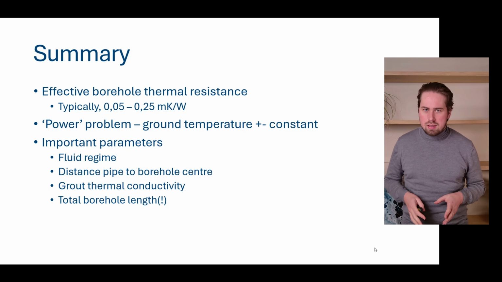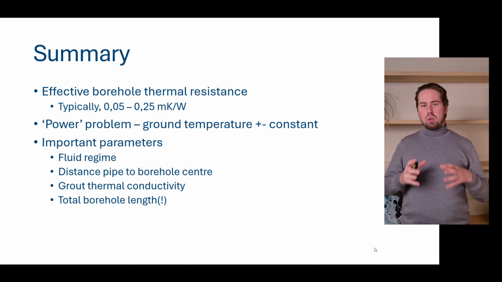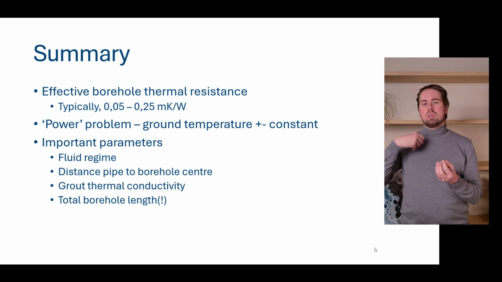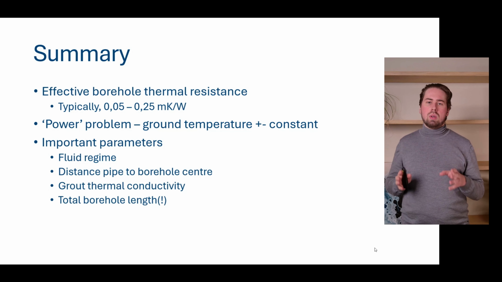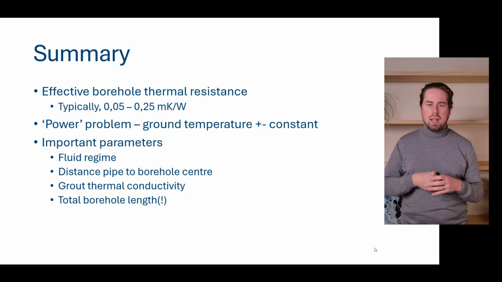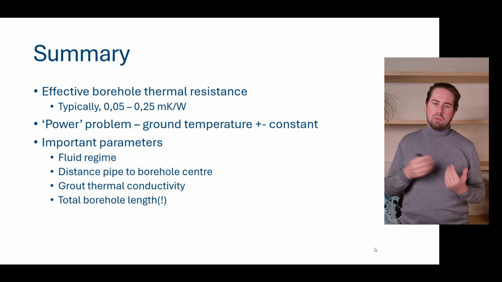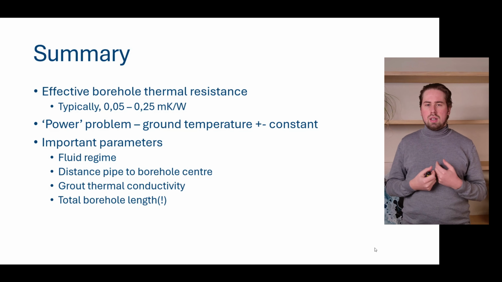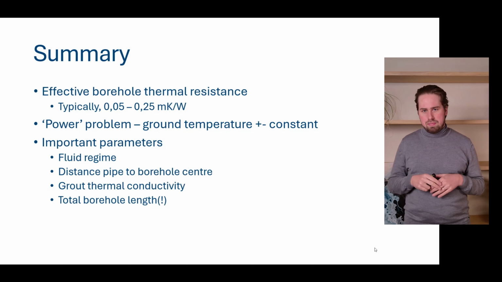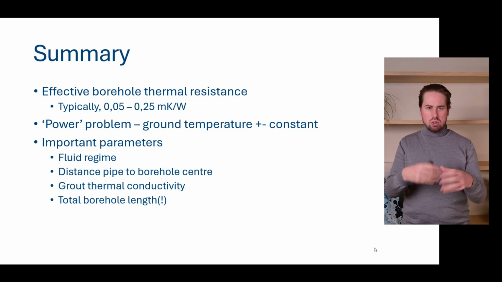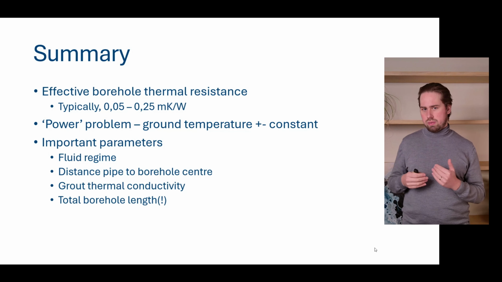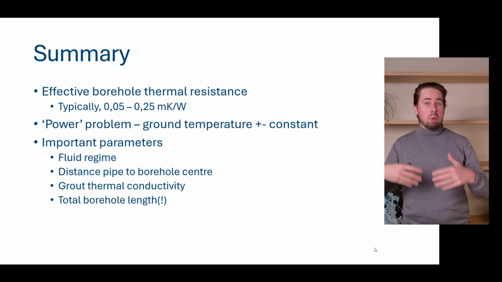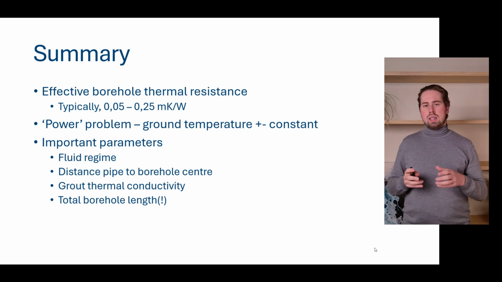So let's summarize. We need our effective borehole thermal resistance to go from our borehole wall temperature to our fluid temperature, and we typically want to have it as small as possible. It ranges between 0.05 meter Kelvin per watt and 0.25 meter Kelvin per watt. And it's basically a power problem. So our ground temperature at these short terms is more or less constant.